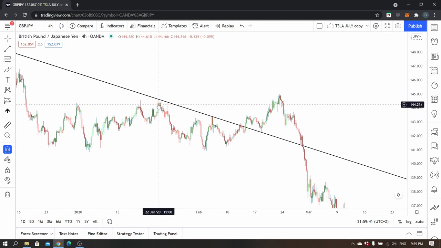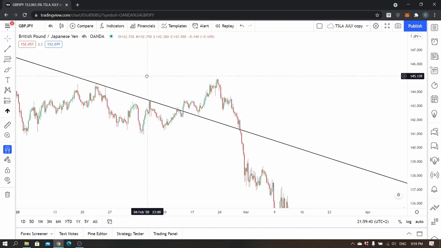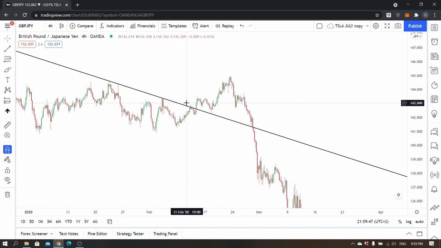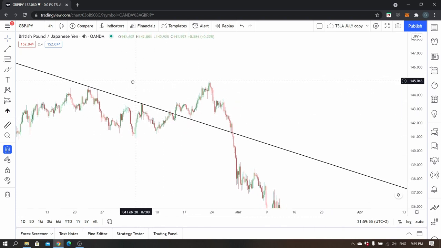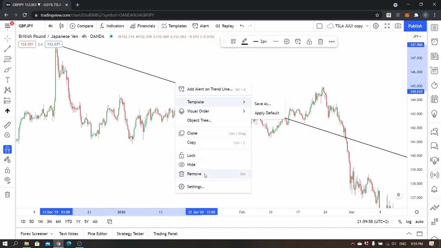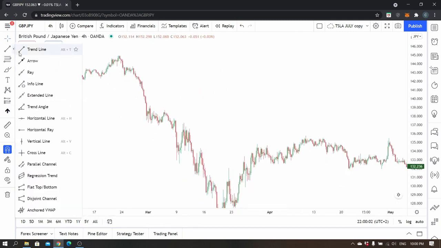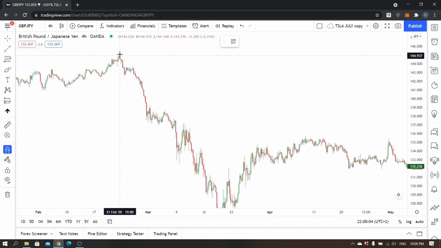Let's see this. Second touch, third touch, great, even a fourth touch and a fifth touch, and after that it breaks. That happens a lot, by the way. Just a small quick side lesson: after the fifth touch or the fourth touch, it breaks a lot of times. So let's see if we can actually find another example, just to make it more clear.